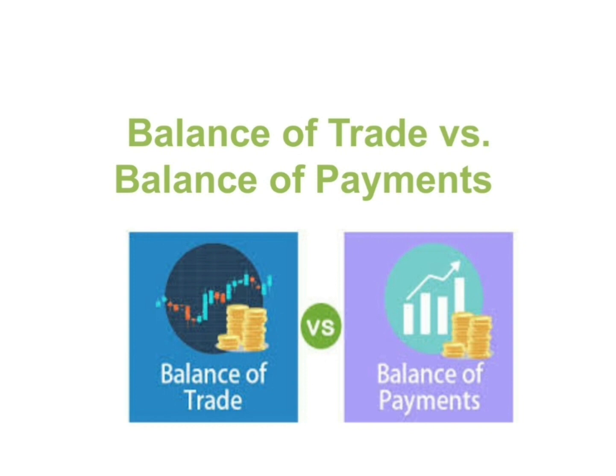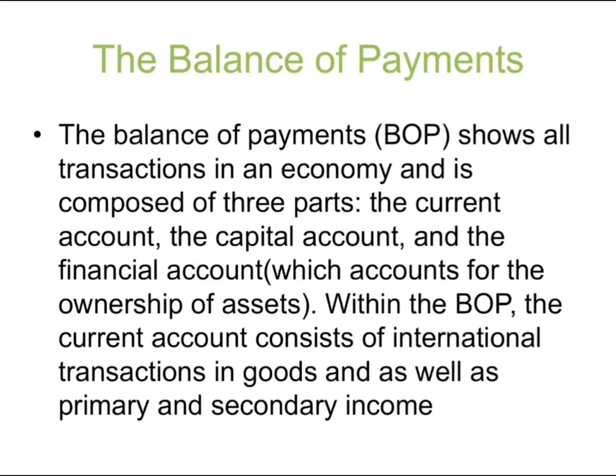And the last element we're going to discuss in this video is the difference between balance of trade and balance of payments. First, the balance of payments shows all the transactions in an economy and is composed of three parts: the current account, the capital account, and the financial account, which accounts for the ownership of assets.